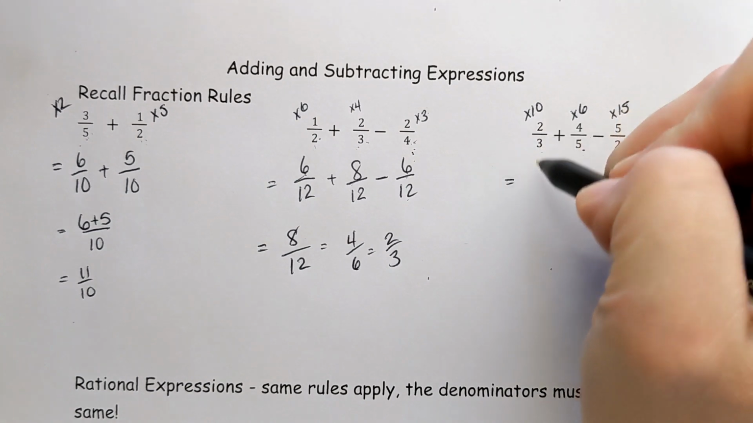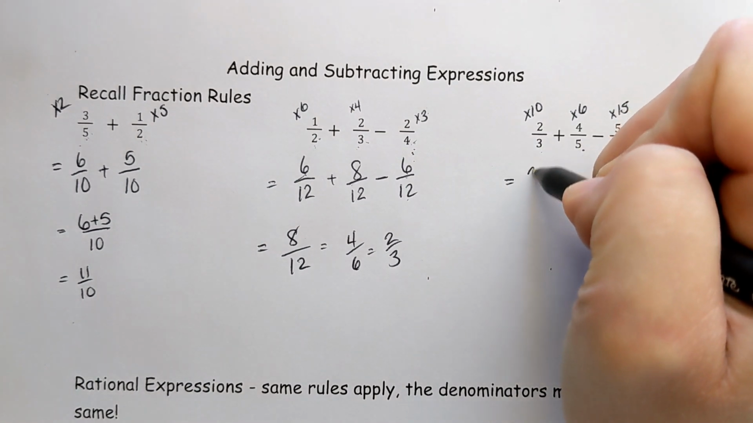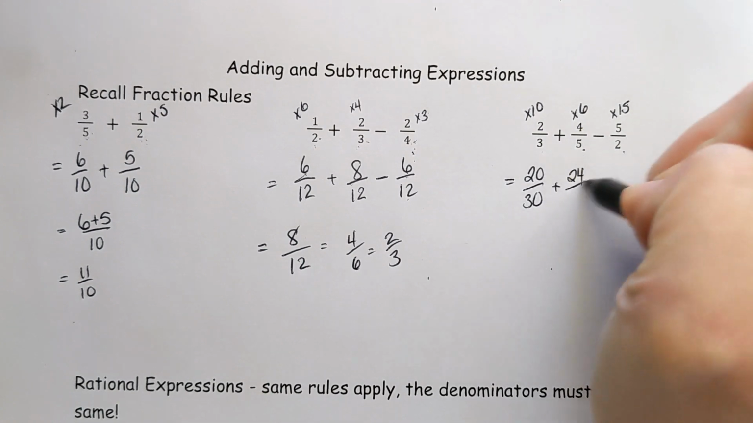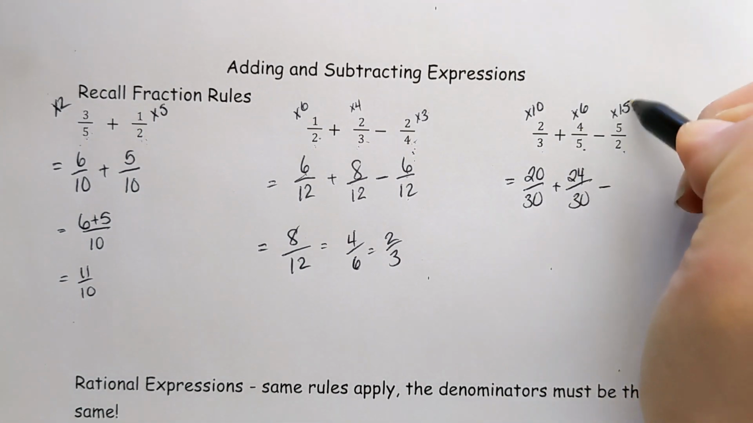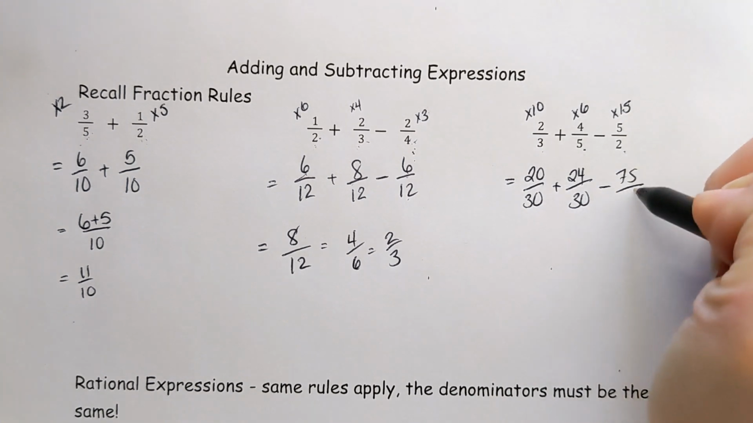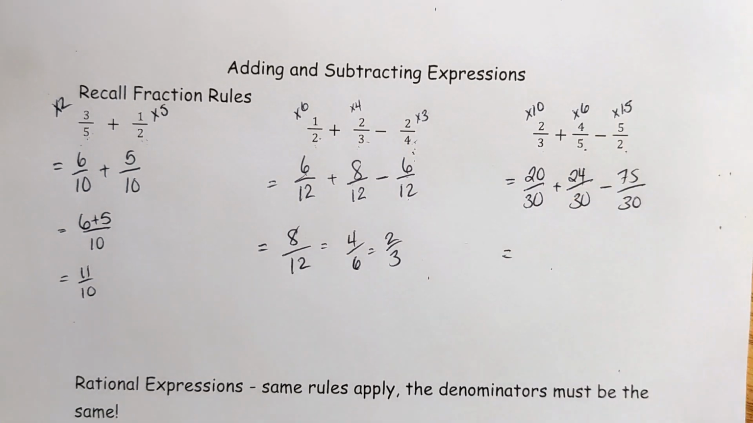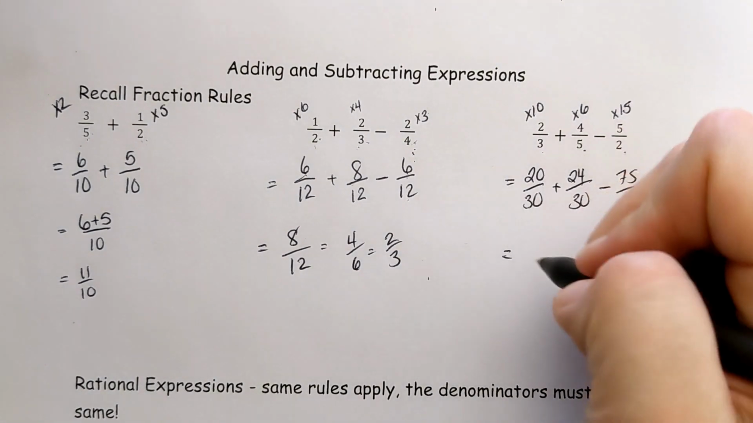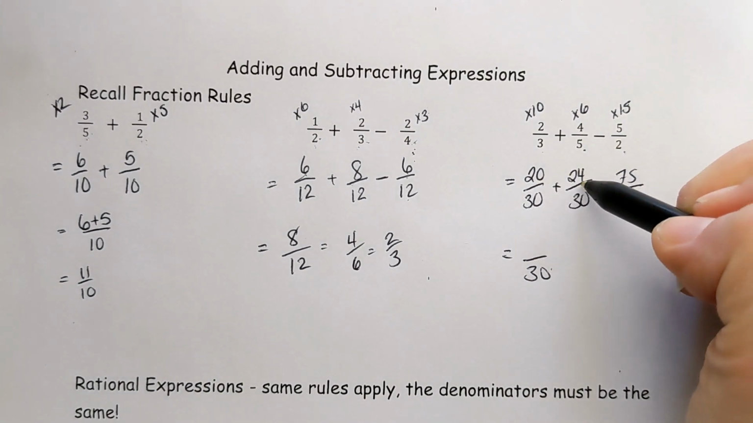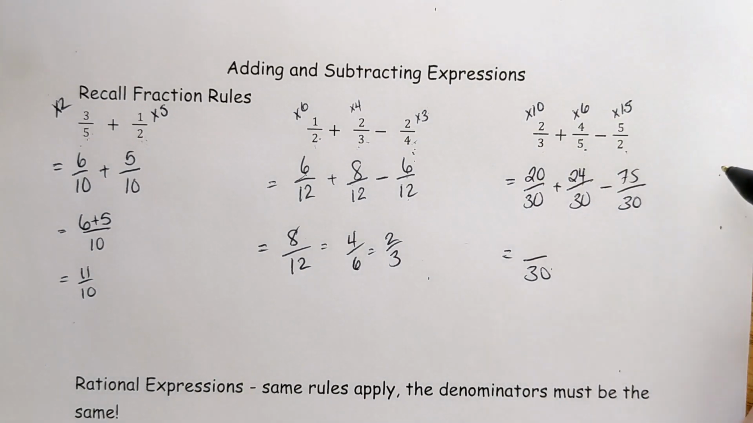Okay, 2 times 10 is 20 over 30. 6 times 4 is 24 over 30. And 15 times 5 is 75 over 30. Now that I have my common denominators, I've got 20 plus 24 is 44, minus 75 is negative 31 over 30.